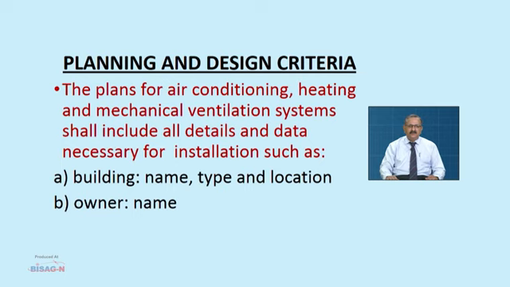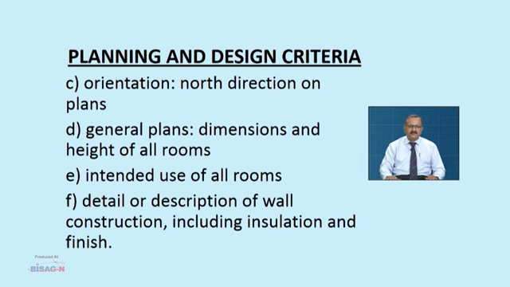Now, while planning, what are the design criteria to be seen? The plans for air conditioning, heating and mechanical ventilation systems shall include all detail and data necessary for installation, such as: A. Building name, type, location, etc. B. Owner's name. C. Orientation, that is, north direction on the plans. D. General plans, dimensions and height of all rooms. E. Intended use of all rooms.